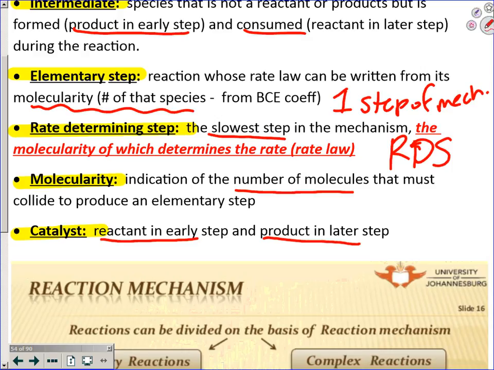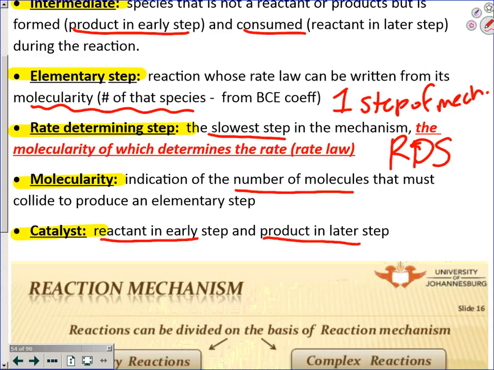A catalyst is the opposite definition of an intermediate. An intermediate is produced and then consumed, meaning it's produced as a product and consumed as a reactant. A catalyst goes in as a reactant, comes out as a product. So they're opposites in the nature of how this looks.